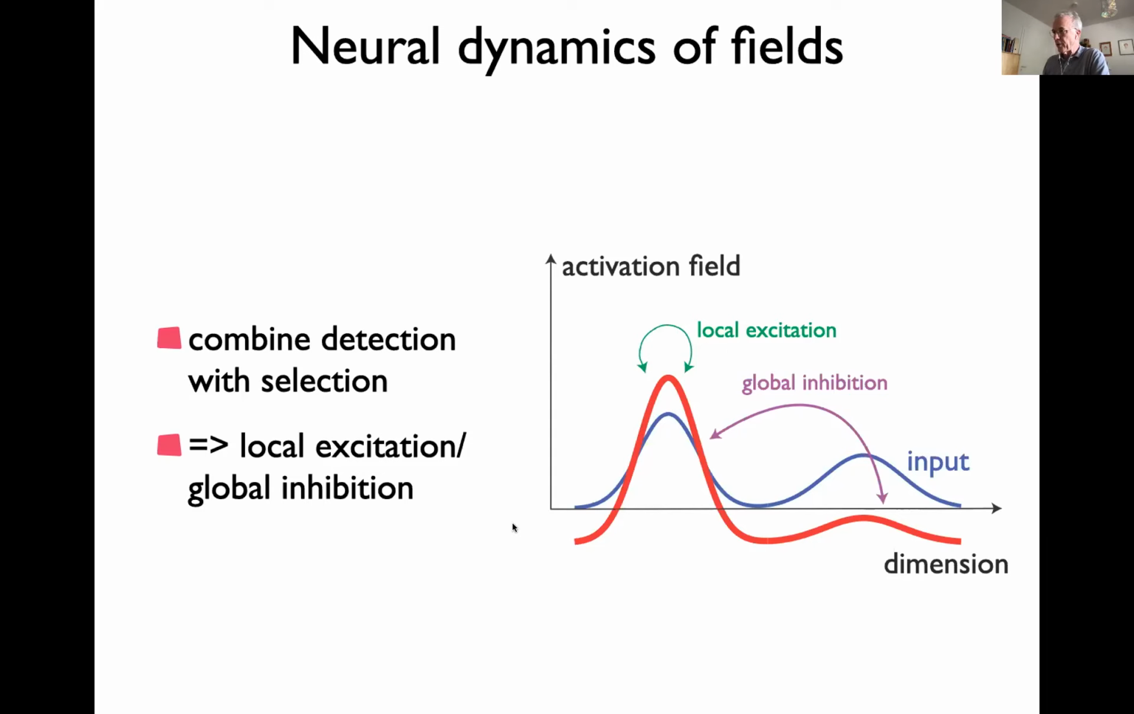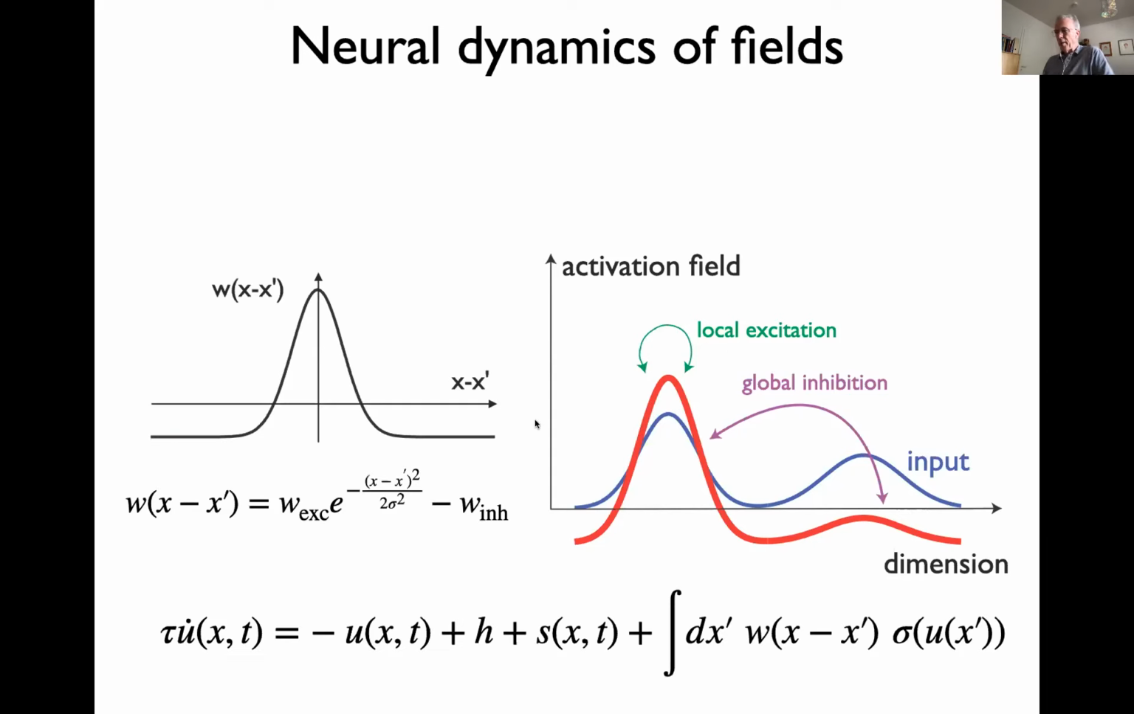I'll take you through this now in a little more detail. And so the mathematics of fields is really just a continuous space version of the dynamics we already looked at. So rather than give indices to these variables, we write them down as functions of an underlying dimension. So x is a continuous index, if you want. So everywhere I had u1 versus u2 dot, I now have u of x dot and u of x. And the inputs can vary continuously.